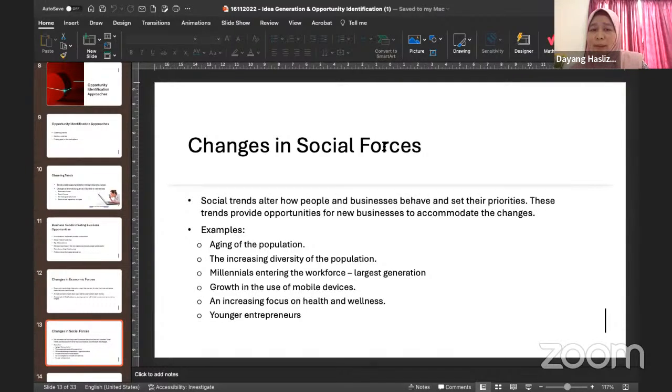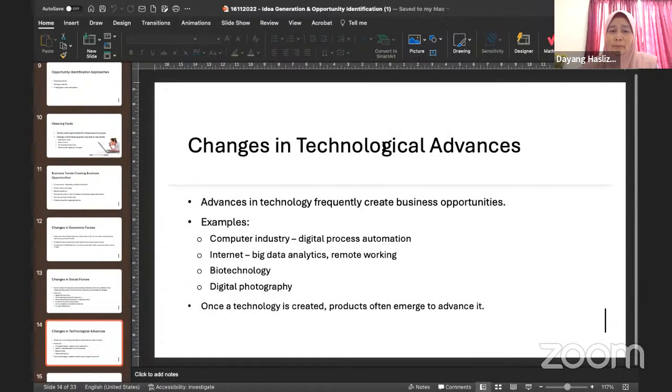Growth in the use of mobile devices, and usually these trends are not working alone. You have to look at them in combination, in technology and millennials. The digitization, the internet of things, the younger people are very familiar with this, so it goes together. And younger entrepreneurs, how they view the millennials, later we are going to study how they view their lifestyle, what kind of things they need. This is about changes in technological advances, things which you can capitalize on to get ideas and new opportunities.